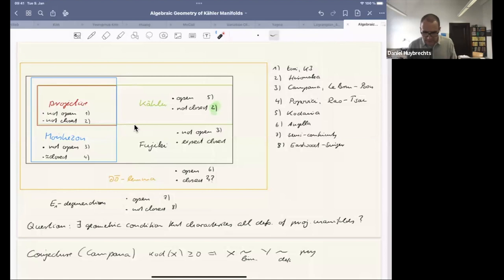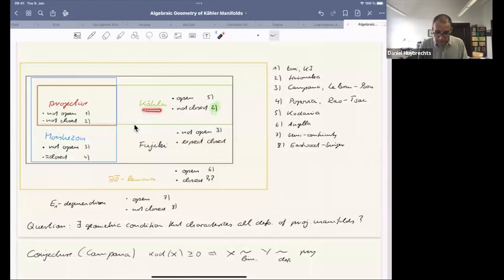So there are results by Popovici, and then there's a version of this by Rao–Tsai, which essentially proves this. The paper by Popovici is a 10-year-old paper in Inventiones. It essentially proves this under some mild assumptions. So for instance, if you assume that the del del bar lemma holds for the central fiber, then he actually proves that this condition is closed. Okay, let's say Kähler.